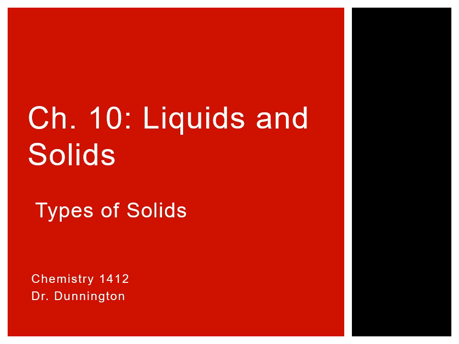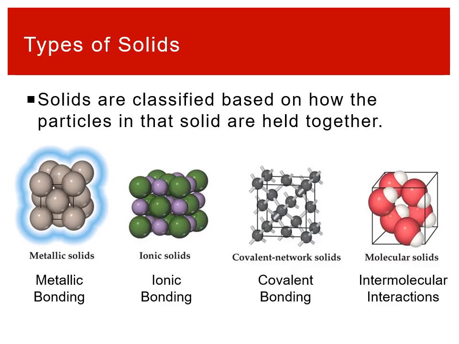Right, now we want to talk about the types of solids that we can have. There are four primary types of solids we're going to talk about: metals, ions, covalent network, and molecular solids. These four solids are characterized based on how the particles are held together.